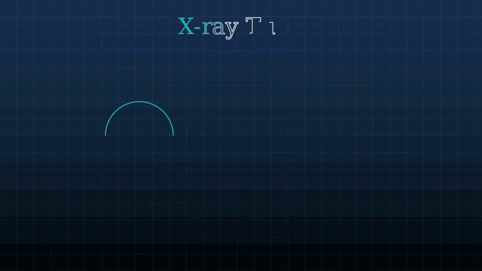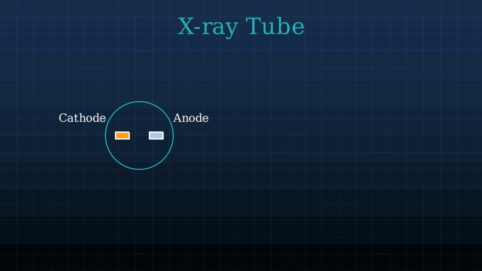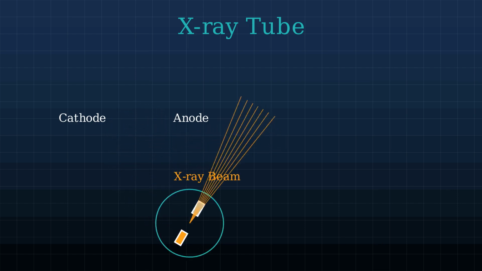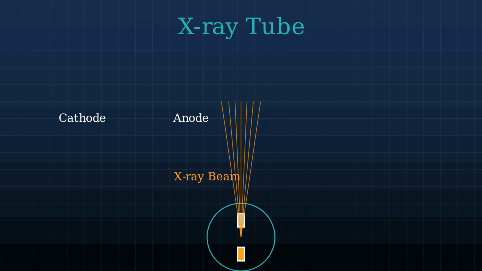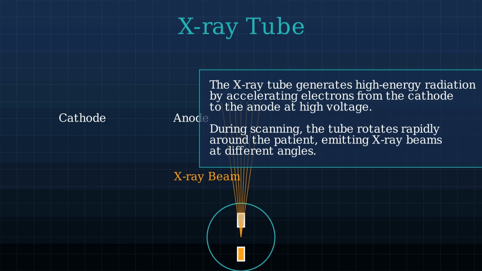The X-ray tube is a critical component that generates the radiation needed for imaging. It contains a cathode that emits electrons and an anode target. When electrons hit the anode, they produce X-rays. The X-ray beam emerges from the tube and passes through the patient's body at different angles as the tube rotates. Modern CT scanners use high-performance X-ray tubes capable of rapid rotation and consistent output during the scanning process.